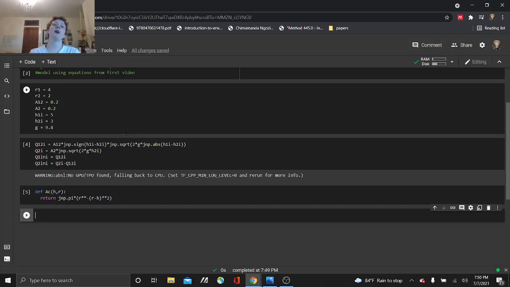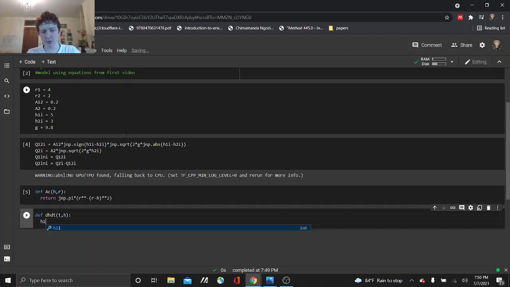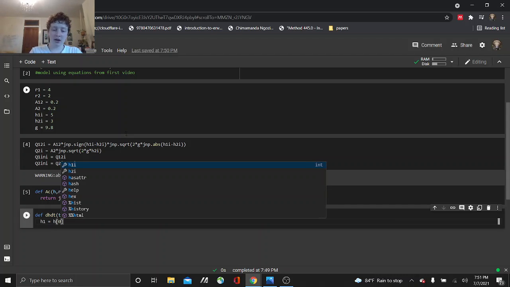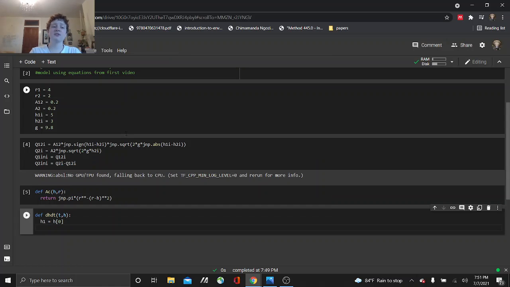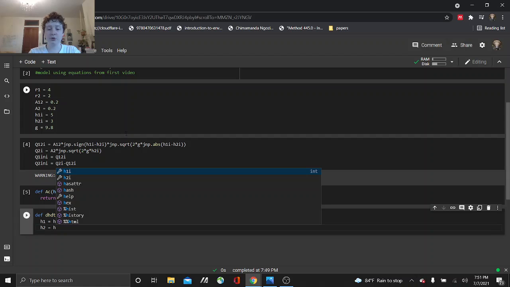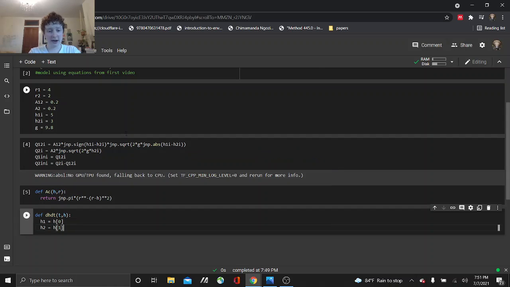So let's go ahead and define that equation that I derived. We're going to call it dH dt, this function that we're working with. It's going to take in time and height, and we're also going to be sticking this into an array, so we want to define which element of the array we're working with. It's important to note that Python indexing starts at 0. So we're going to say our first element, h1, is h, the first element of the array, so 0. And then our height of tank 2 is going to be equal to the second value in our array.